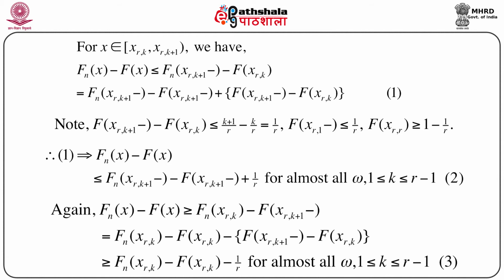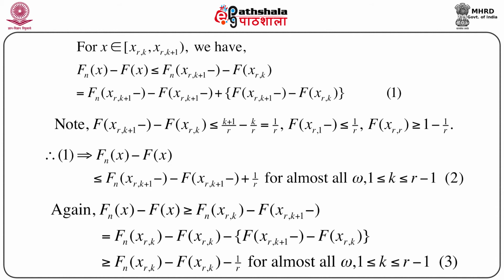Naturally, when we find one upper bound, the natural question will come whether we can find a lower bound to the same expression. So, let us try. Note one thing, that Fn(x) − F(x) can again be written as, or is shown to be, greater than or equal to Fn(x_rk) − F(x_rk+1). And again, using the same technique, that is adding one term and subtracting the same term, that term being F(x_rk), we can write the right hand side as the sum of two individual terms.